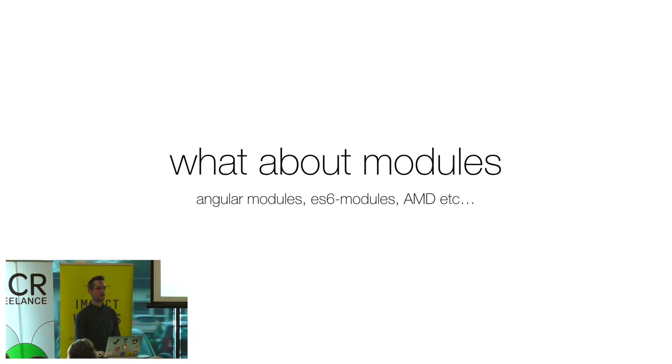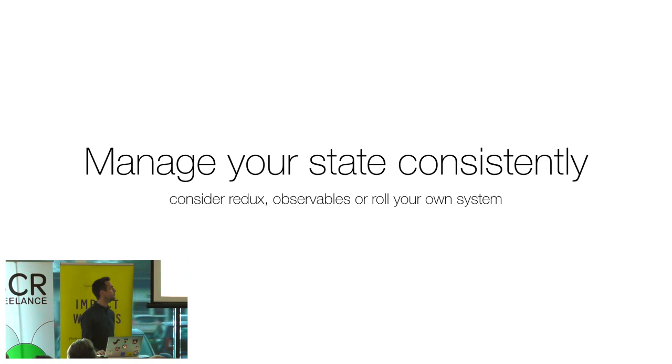Then I would say manage your state consistently. Think about maybe Redux for your application. Redux can work pretty well with AngularJS. Observables, again, are a pretty cool way to handle your data flow or your state. Maybe build your own, but manage it in a consistent way, so don't use some approaches somewhere and other approaches elsewhere. I won't say too much about that. I've spent almost all my time now.